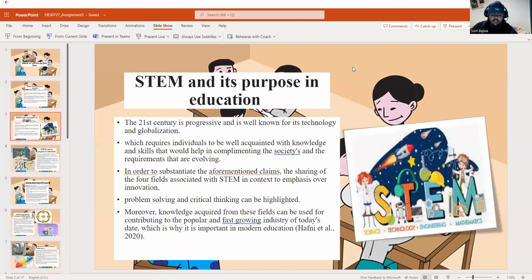In the 21st century, technology and globalization is everything. From your phone to your computer to your TV, technology is everywhere, and STEM is going to be required by everyone in the future. It's going to be very beneficial for these children to get a head start and learn about the basic aspects of STEM at an early age so that it's very easy for them in the future.